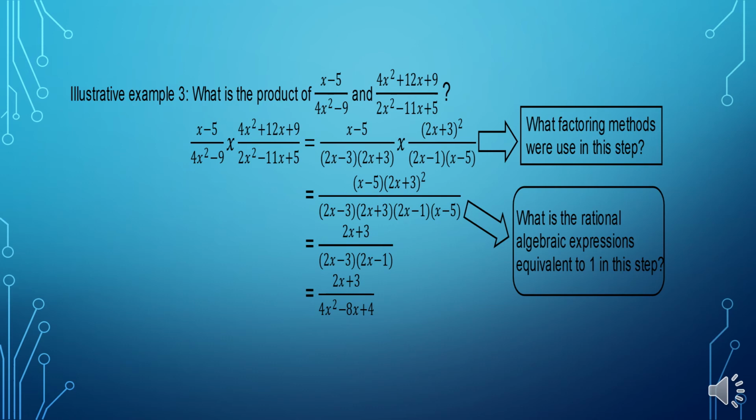And then we have also 2x plus 3 squared in the numerator, and in the denominator we have also 2x plus 3, so it cancels out. And in the numerator, what remains is 2x plus 3 over 2x minus 3 times 2x minus 1. So after it, since we can still simplify it, its final answer will be 2x plus 3 over 4x squared minus 8x plus 4.